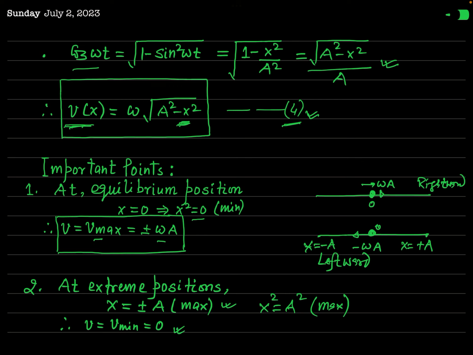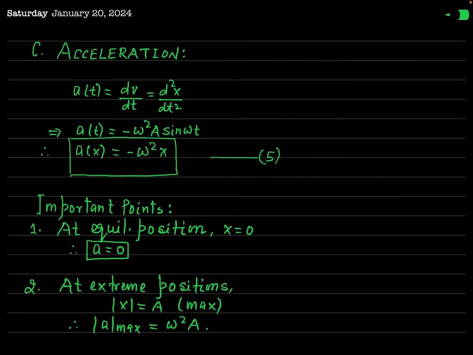Since the velocity of the particle becomes zero at the extreme position, this is the reason that the particle returns back from the extreme position during SHM. So these were some of the important facts regarding the velocity of the particle during simple harmonic motion.